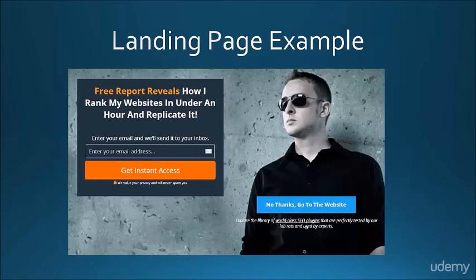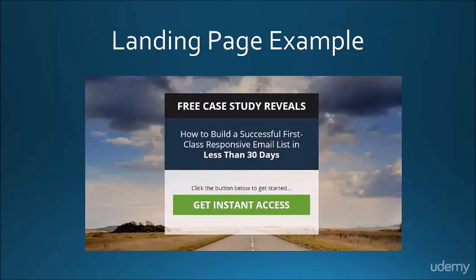Here's an example of a landing page. This is an example landing page, and you can see here, this is basically a report. It says free report reveals how I rank my websites in under an hour and replicate it. And so this basically is telling people what they're going to get. They're going to get a free report, and you could use a simple page like this. These types of pages have an image in the background, and it's something that a lot of people are more used to nowadays with their opt-in forms. And so you could put in an opt-in page similar to this and use that as an example.